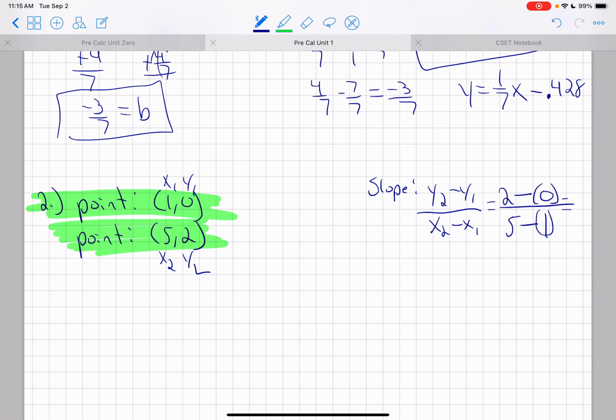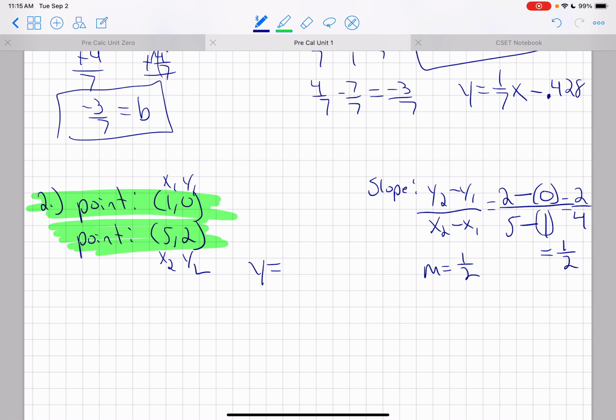But my slope is 2 minus 0, which is 2, and 5 minus 1, which is 4. So my slope is actually 2 over 4, which is 1/2. Okay? So far I know m equals 1/2.